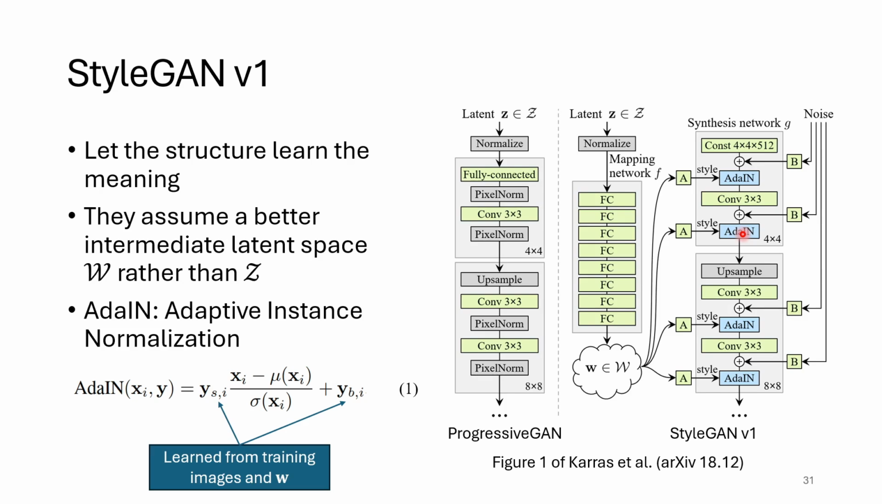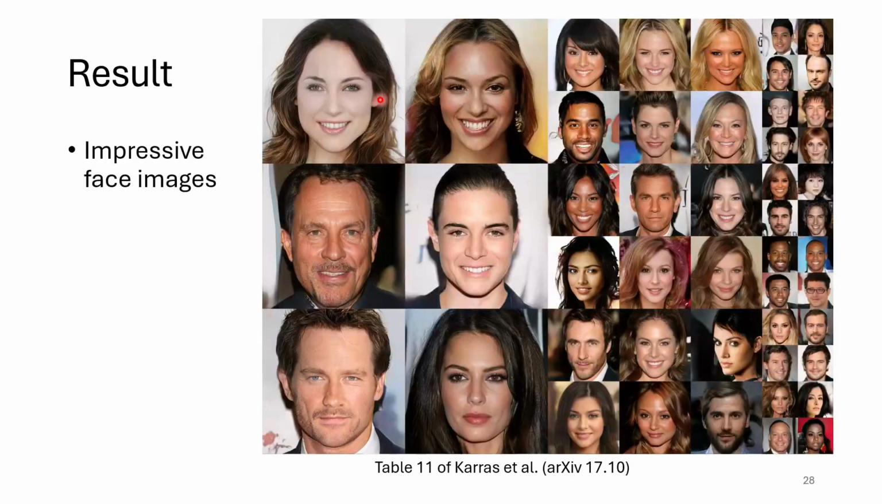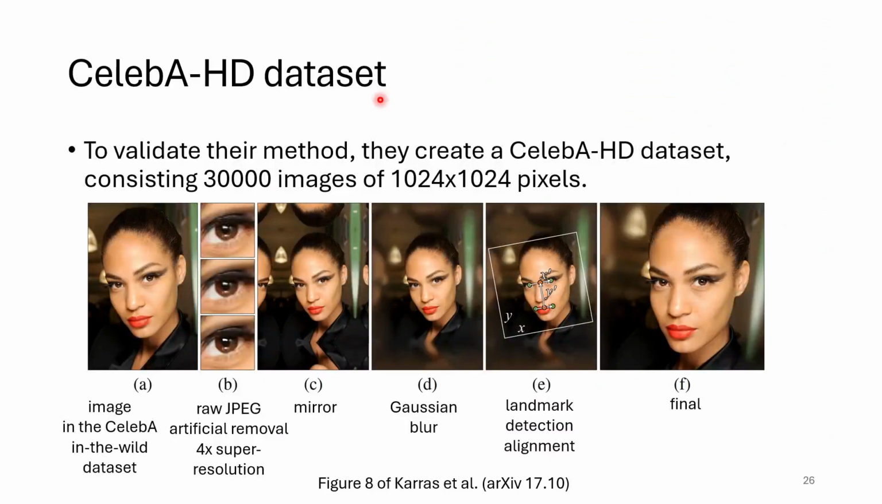Once they develop this architecture, they need a new dataset to validate their network. So they create another dataset, FFHQ, the Flickr Faces HQ dataset. This is very similar to CelebA-HQ. So what's the difference? The first difference is that in the CelebA dataset, all of them are celebrities. So will there be babies in the dataset? No, there will be no babies in the dataset.